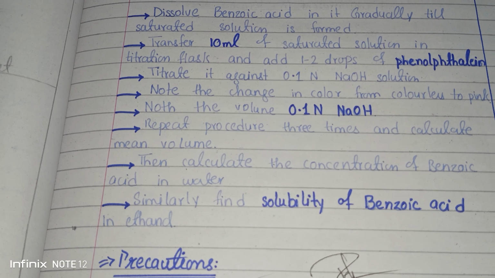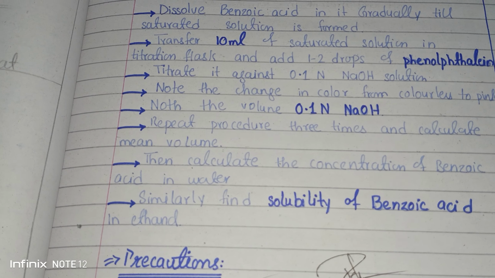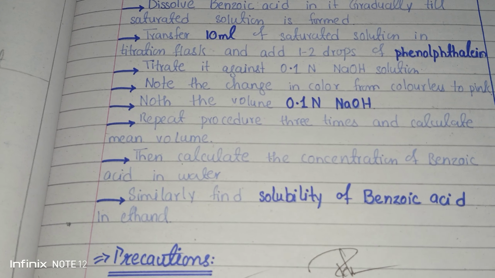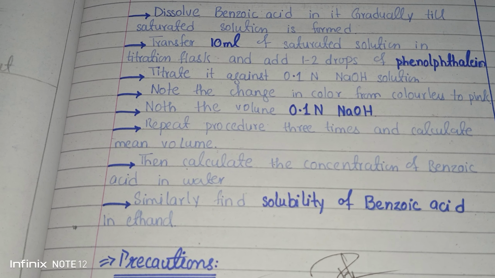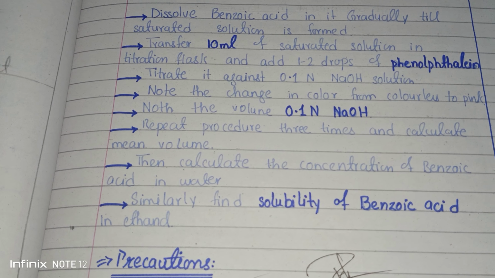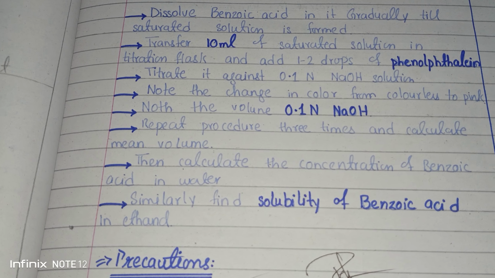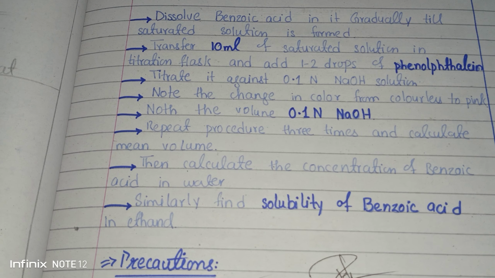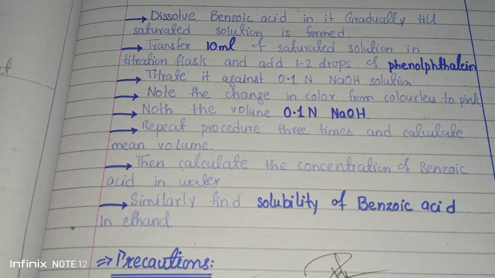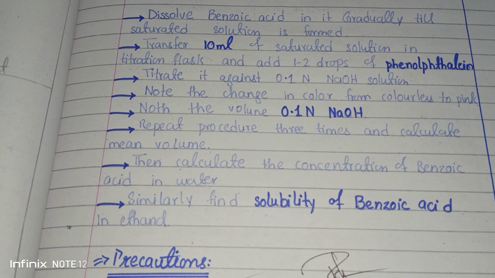Because we have to do the titration, you will add 1 to 2 drops of phenolphthalein in this titration flask. Phenolphthalein is a color indicator. It will show the color. So the coloring agent is very important because it gives the sign of titration. You will titrate against 0.1 normal solution of NaOH.